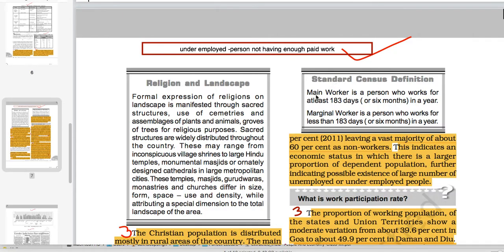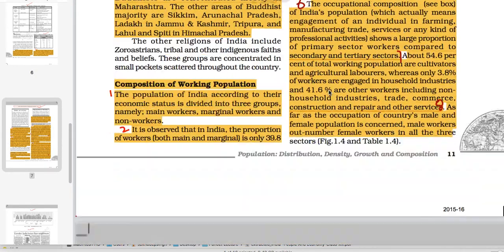So it is mentioned here, main workers are those persons who work at least 183 days, means that person who works for at least 6 months in a year. And a marginal worker is a person who works less than 6 months in a year. So this one is also your 1 mark question. So we divide it into three categories: workers, marginal workers and non-workers, means those who are not working.